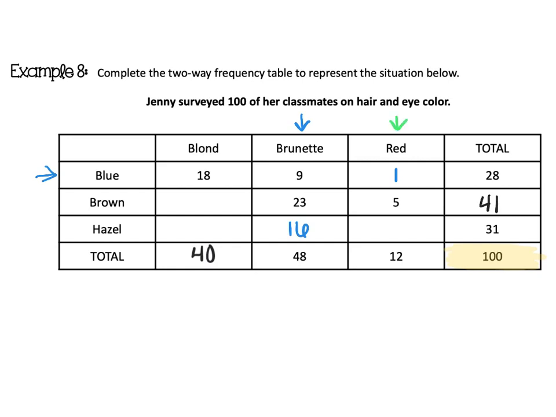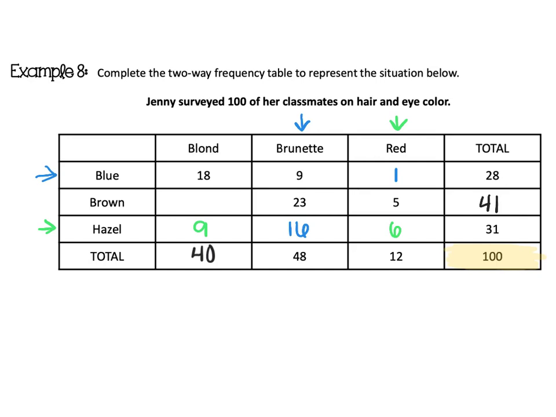Now I can look at the red hair column because I now have 2 out of 3 values. There are a total of 12 people with red hair. 1 of them has blue eyes, 5 of them have brown eyes, which means that there are 6 of them left to have hazel eyes. Now I can look at the hazel eye row. Because of that 6 that I put in, I now have 2 out of the 3 values. So 31 people have hazel eyes, 16 of them are brunette, 6 of them are redheads, so that leaves 9 of them to have blonde hair.